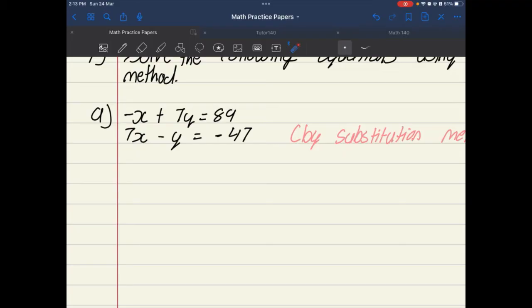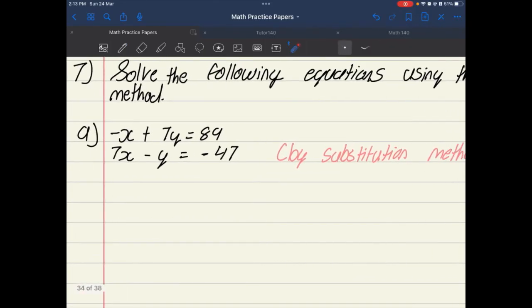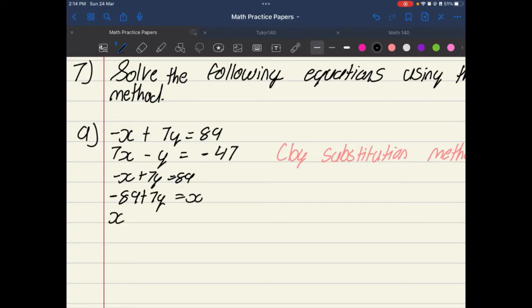So to use substitution, you want to find which equation has a term with the coefficient of 1. These have terms with coefficient of -1, so that could work too. So just solve any one, so you can solve this for x or solve this for y. Let's just solve this for x. So negative x plus 7y is equal to 89. Let's send this x over here and then this 89 over here. So this would be negative 89 plus 7y is equal to x. Rewrite it, x is equal to negative 89 plus 7y.